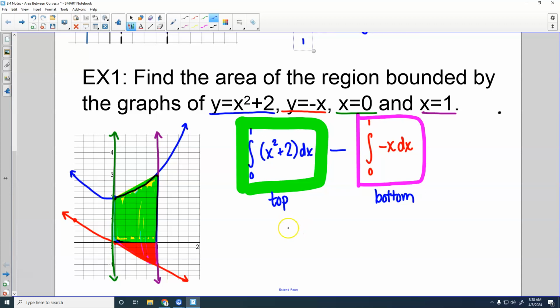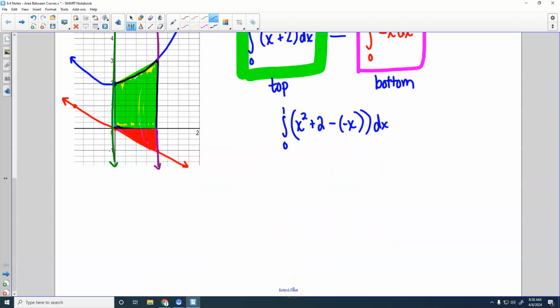Now, I would suggest, to make it a little bit easier to evaluate, I would put these together. So your interval is the same, and it should be. I would do x squared plus 2, and you're doing minus negative x here, which of course is going to become a positive right there. So we are integrating, I would write it this way, x squared plus x plus 2 dx.